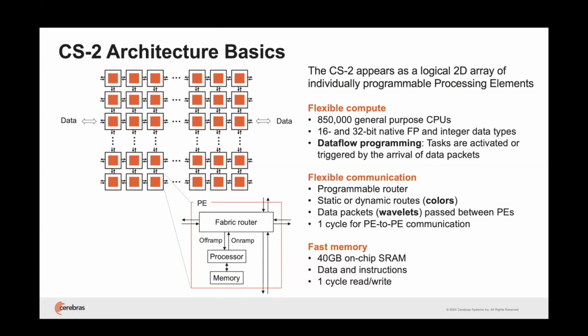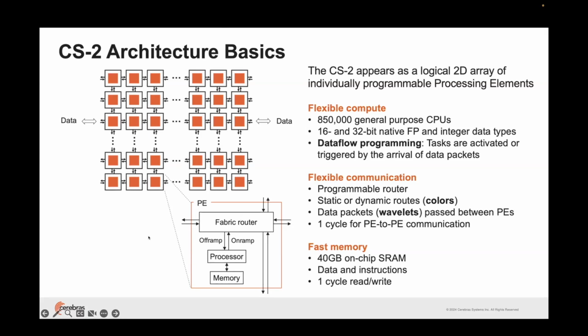We have these virtual channels, which we call colors, which exist on top of these physical bidirectional links. You can change the routing of these channels dynamically at runtime. They're also statically programmable at compile time. It takes a single cycle to send one of those data packets from the router of one processing element to the router of another, which means that you can get from one end of the chip all the way to the other end in less than 2,000 cycles with a 32-bit packet.